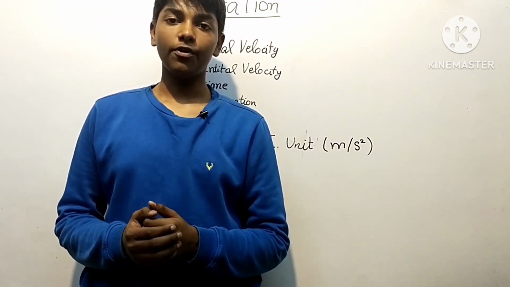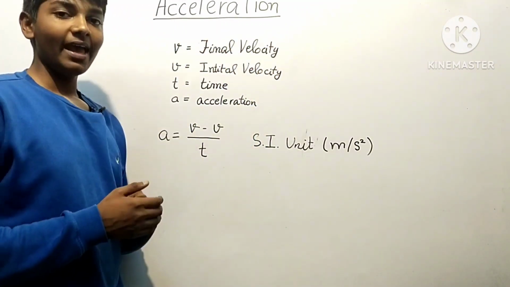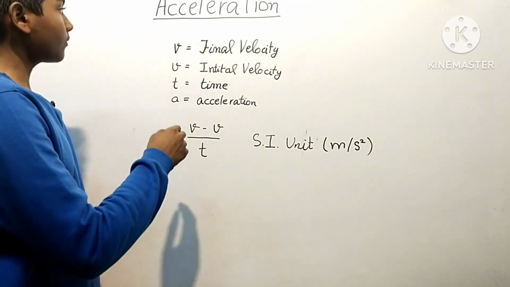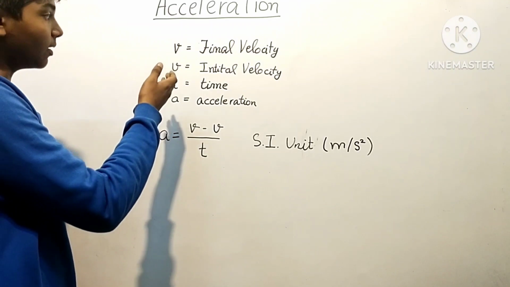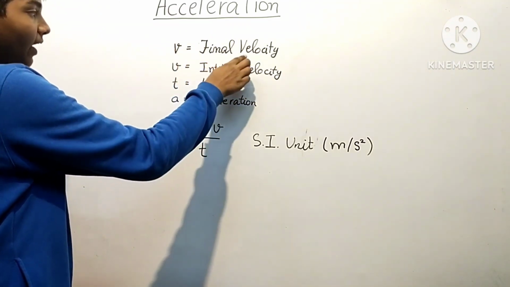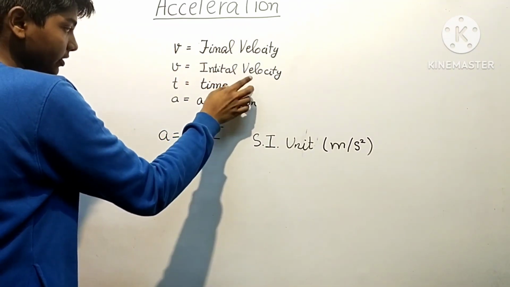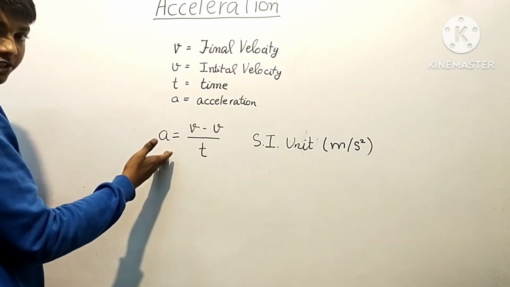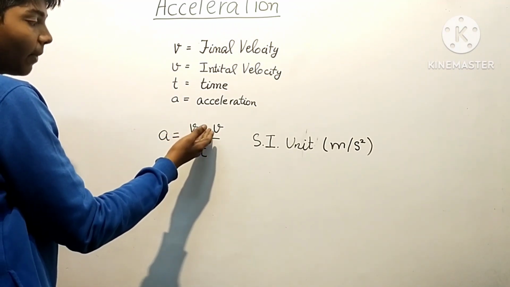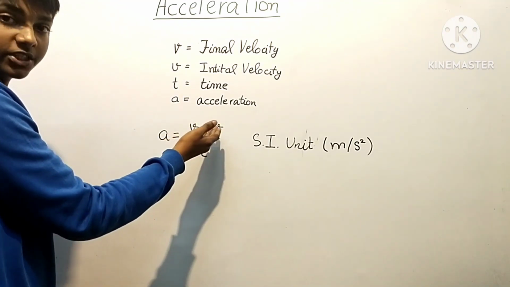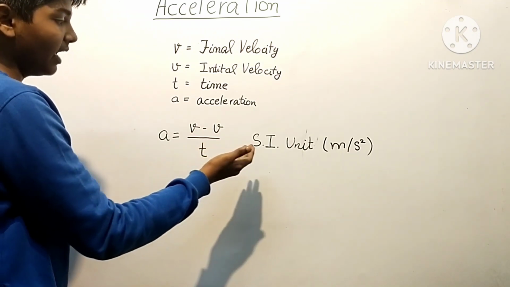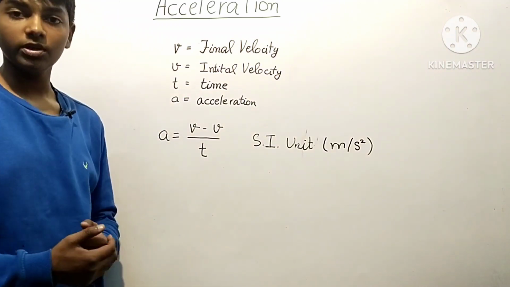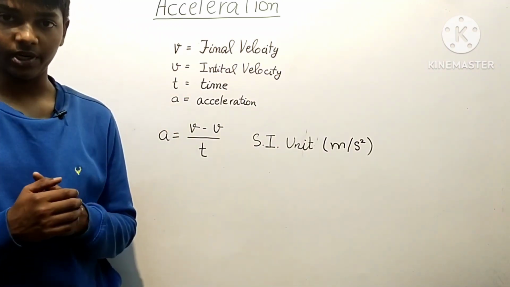Now the last point of this video, acceleration. Acceleration is the rate at which an object changes its velocity. So we will need to visit some symbols. V is equal to the final velocity, U is equal to the initial velocity, T is equal to time, and A is equal to acceleration. So the expression of acceleration is A equals final velocity minus the initial velocity, which is the change in velocity, divided by time. The SI unit of acceleration is meter per second square. Acceleration is also a vector quantity because velocity is a vector quantity as well.